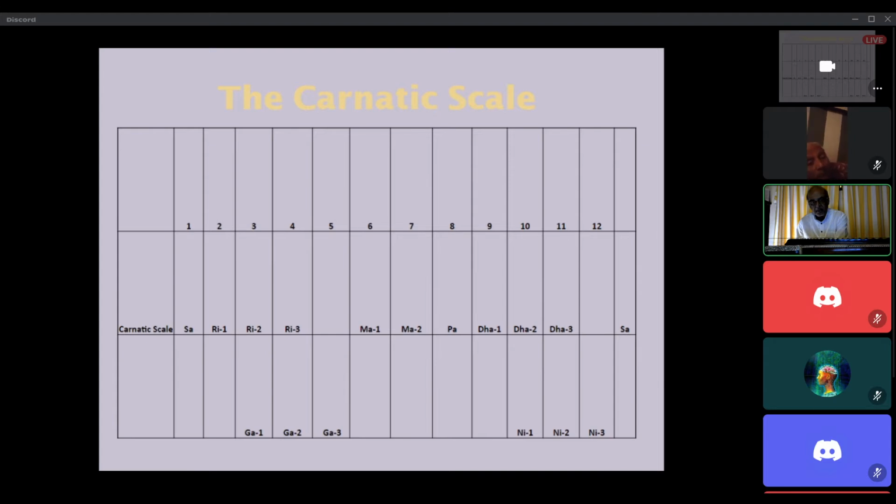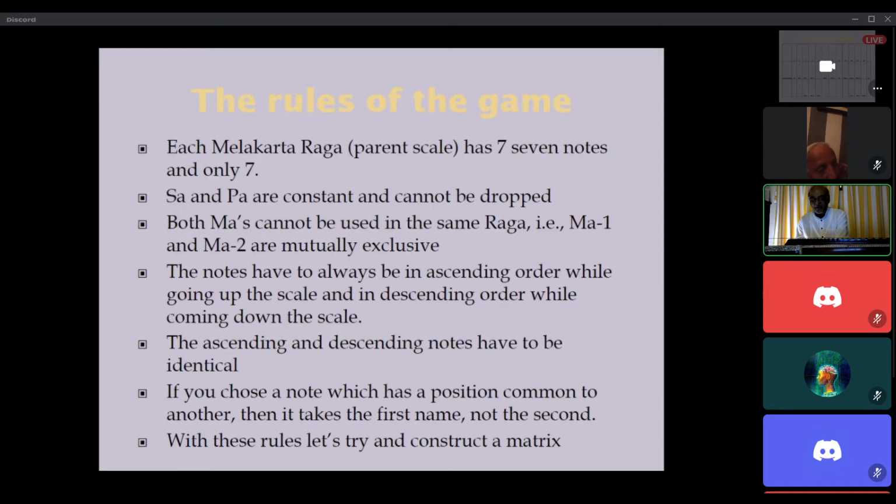Yes, this is very clear for me. Okay. Right. So it takes the first name and not the second. Meaning you can't use both the names. You can't use alternates. You have to be careful about what name you use.